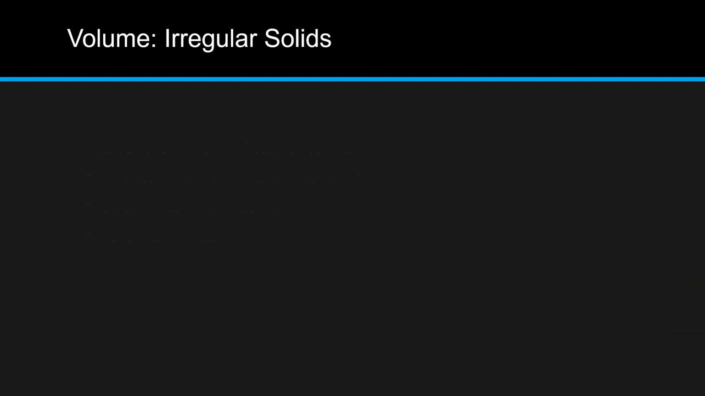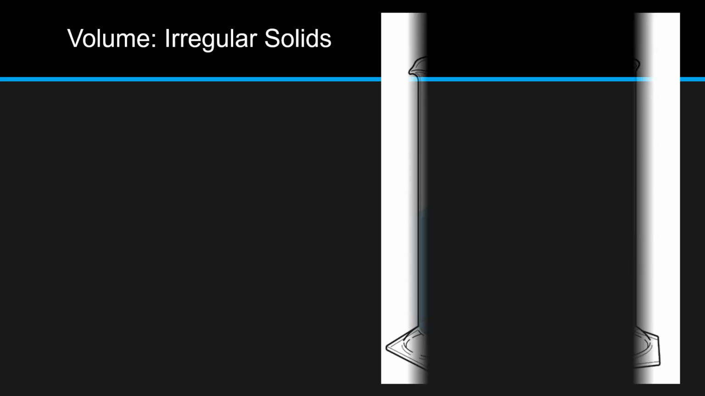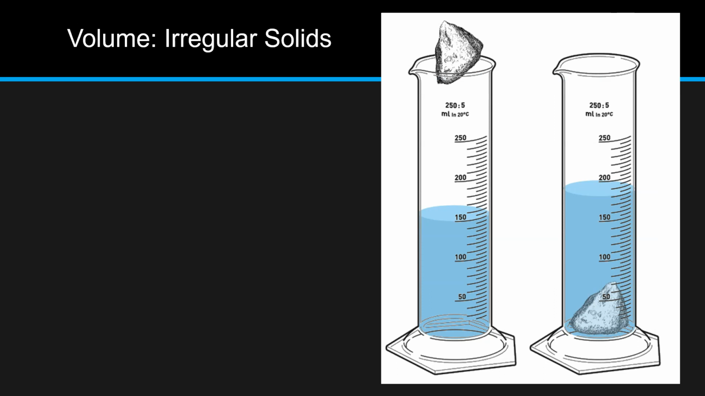But what if you wanted to measure the volume of something that has a weird shape, like a rock or an action figure? Then you would use a method called water displacement, which means displacing or moving water. First, you fill a graduated cylinder with water, and you measure how much is in there. In this picture, it looks like the volume of water is about 150 milliliters.